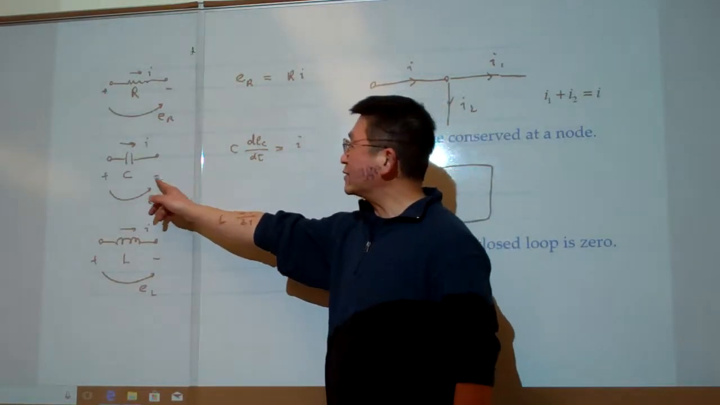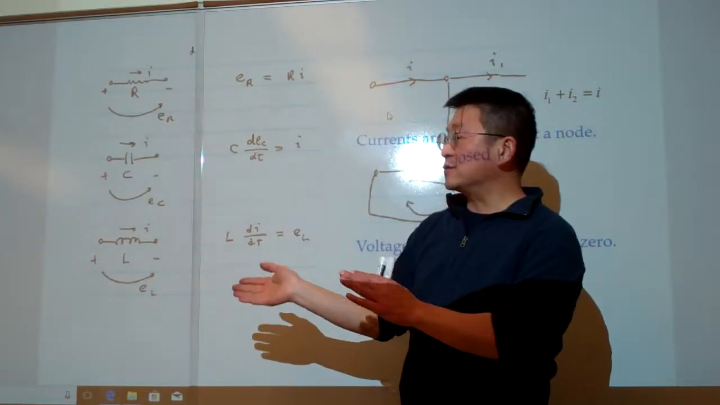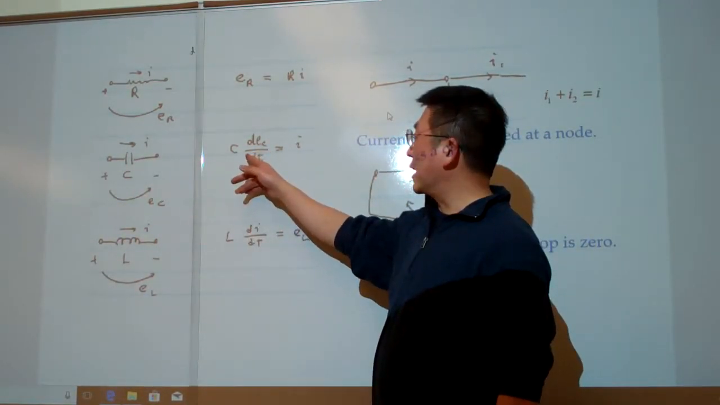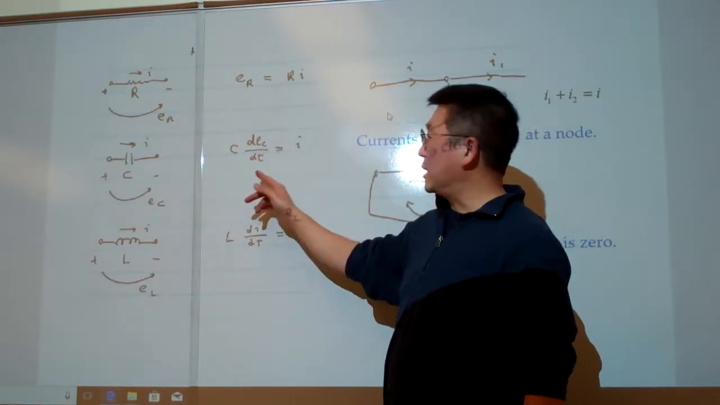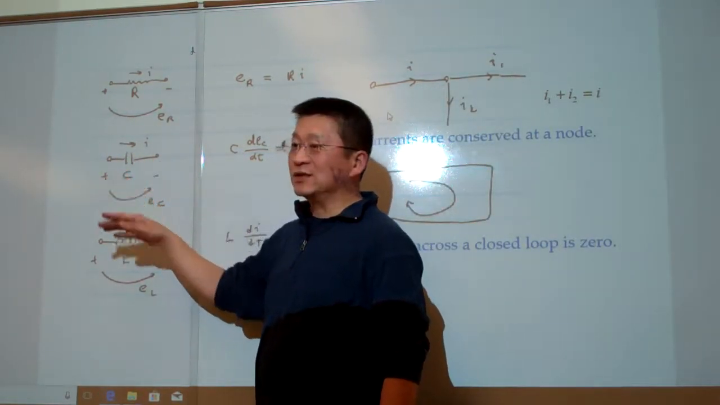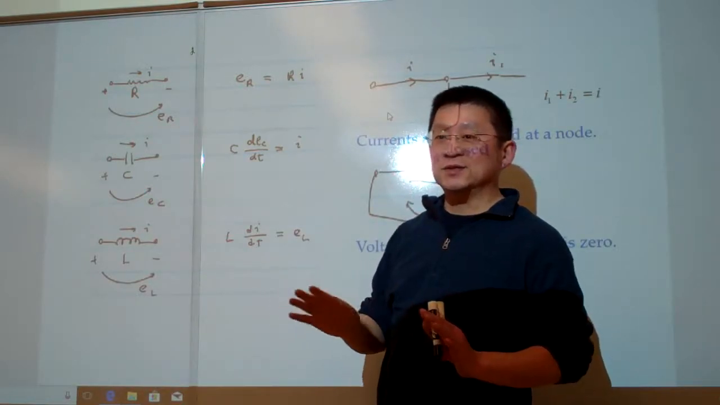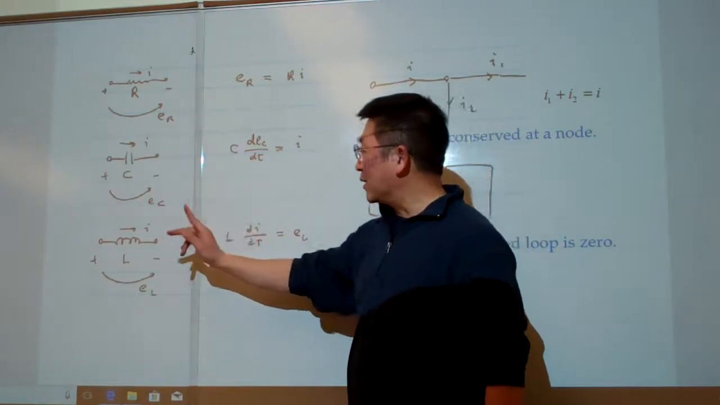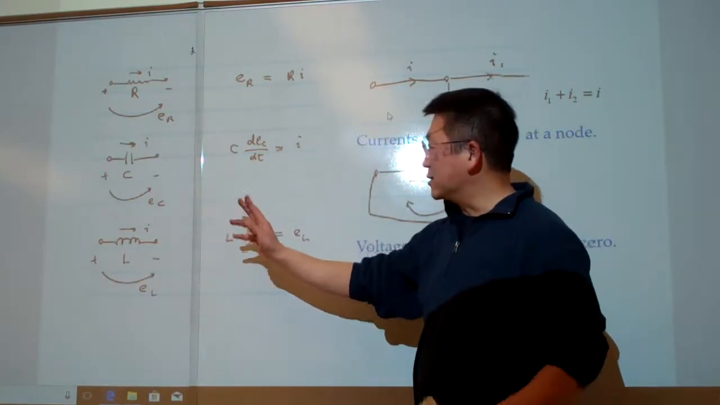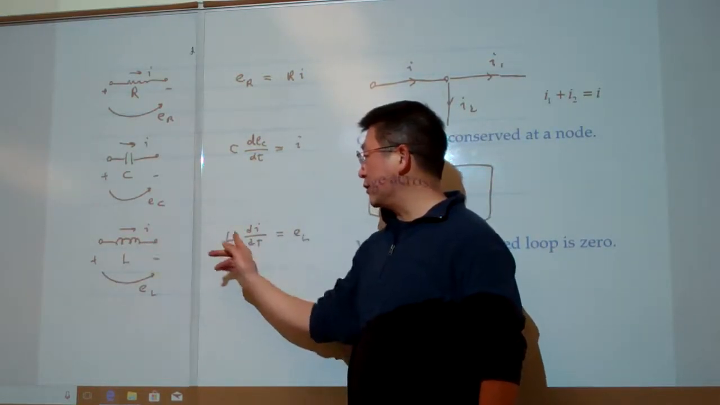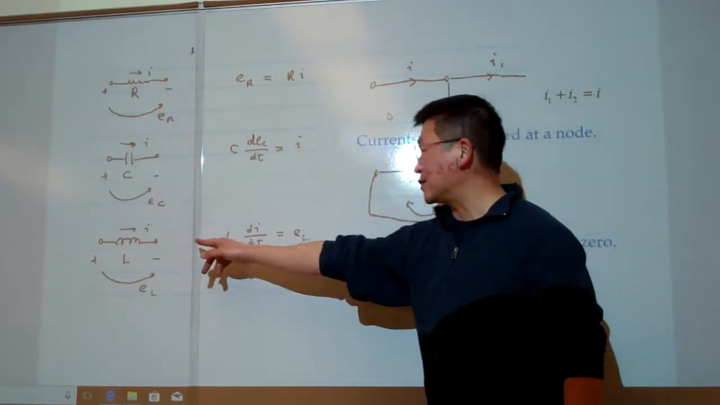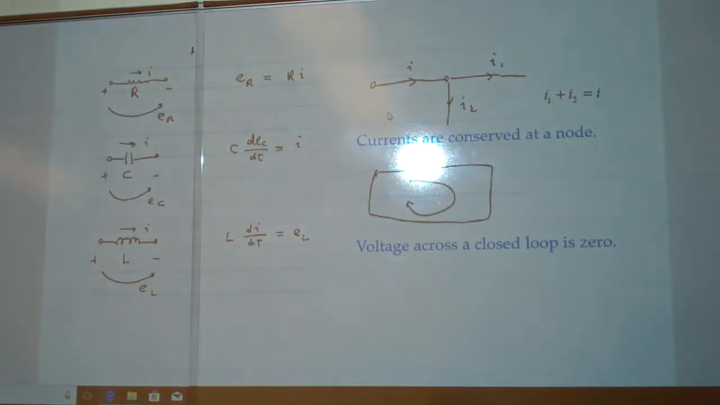And for capacitors, you must have the oscillation of the voltage to produce current. If this is a DC, everything will be dead, stationary. And this one, the inductor, depends on the time-varying current to produce the voltage. So that's the three basic components.